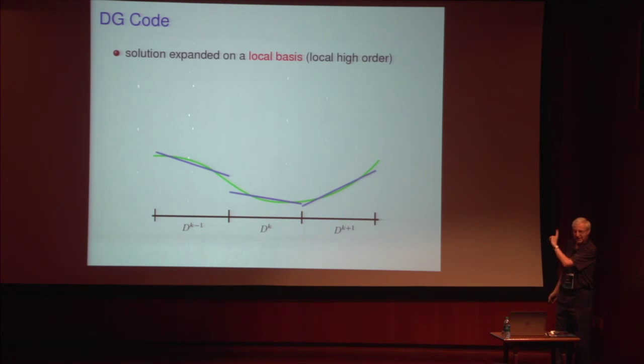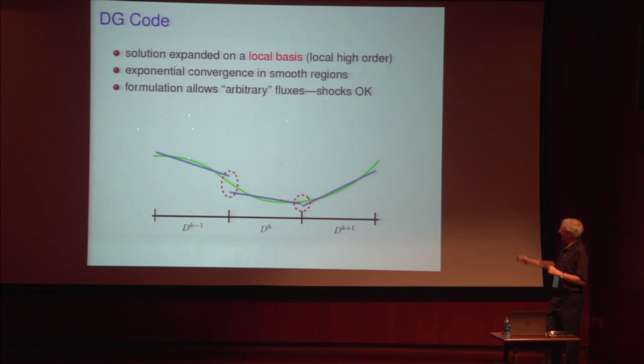The DG code combines these 2 ideas. So again, we have a local basis that lets us get high order by having many basis functions locally, but the fluxes are more general than in spectral methods. In fact, you can use most of the fluxes that are used already in the finite volume methods, so you can handle shocks. And the power of this method is that it's local. You see, you get the high order by just having locally on one processor many grid points, many basis functions. So it will scale well to big machines.